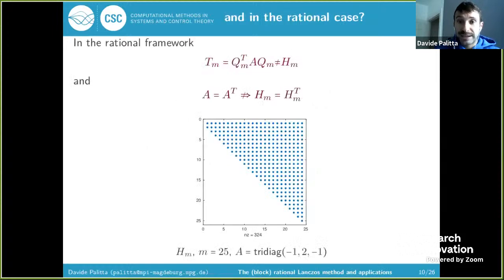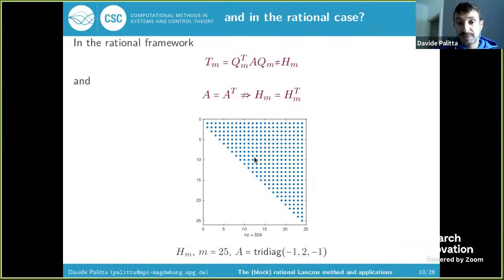But in the rational case, the matrices are T_m and H_m. So the projection of A onto the subspace and the matrix that stems from the Gram-Schmidt procedure are not the same. If you remember the rational Arnoldi relation, we also had that matrix K_m that plays a role. So if A is symmetric, this doesn't imply that also H_m is symmetric.